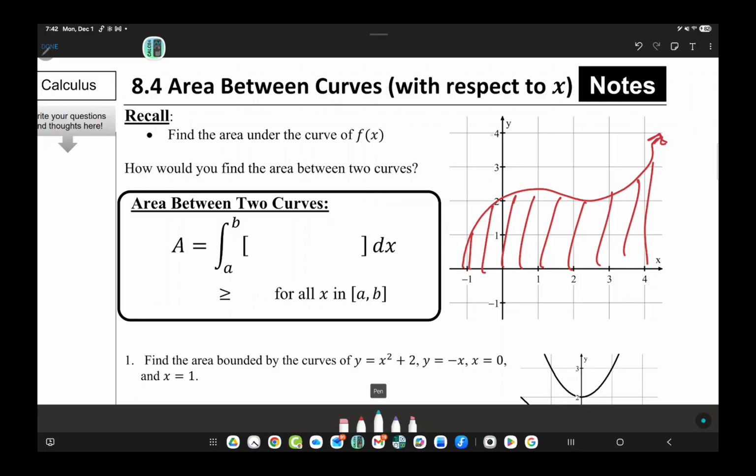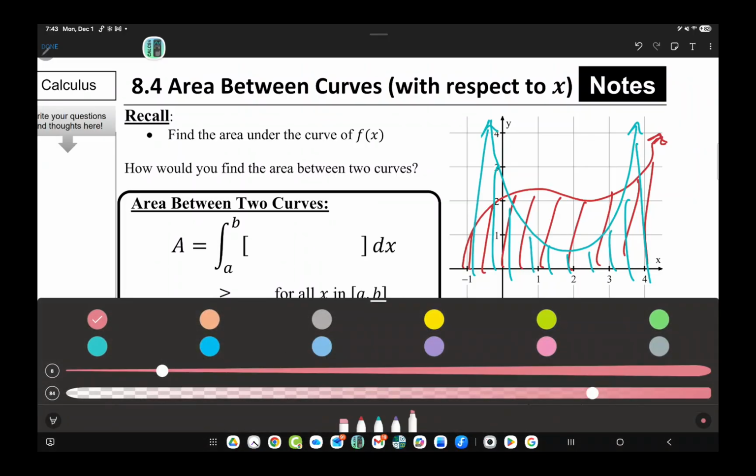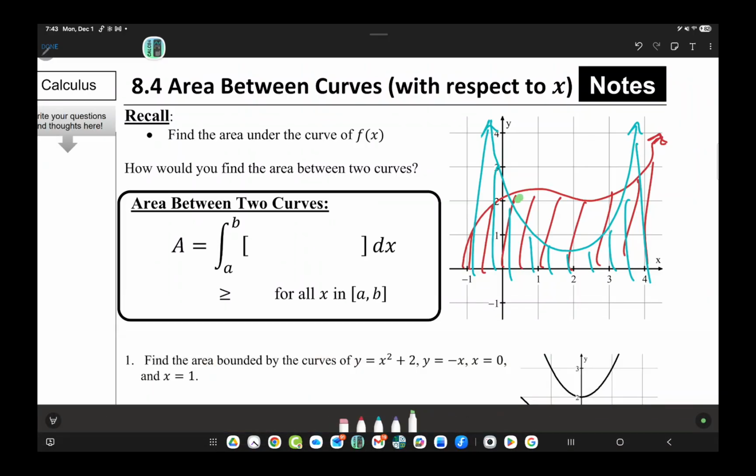Now, if I had a separate function and I want to know the area under this curve, that would be this area right here. But if I want to know the area between the curves, I want to know this area right here. What do you think we're going to have to do? What would you do if I want to know the area between these two curves?